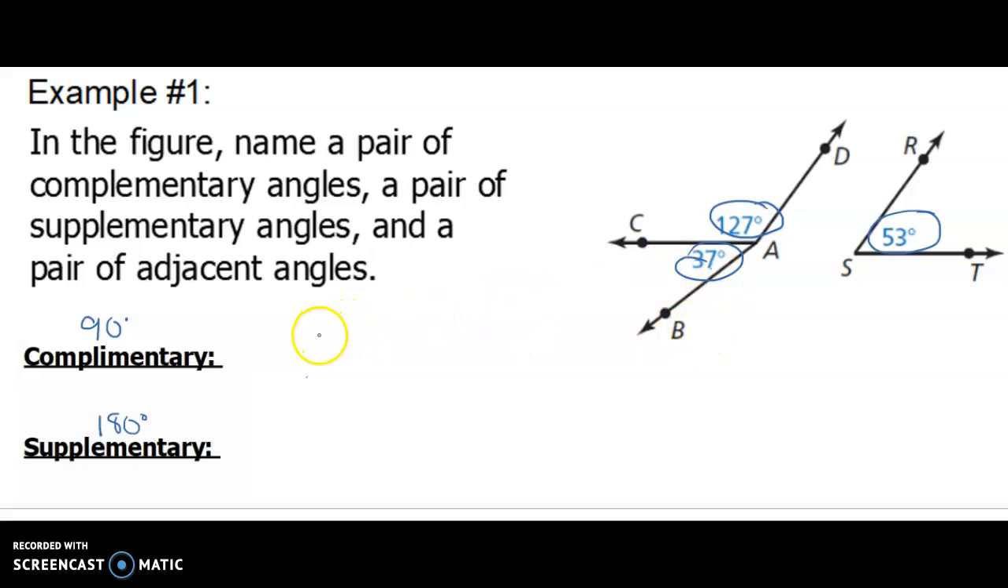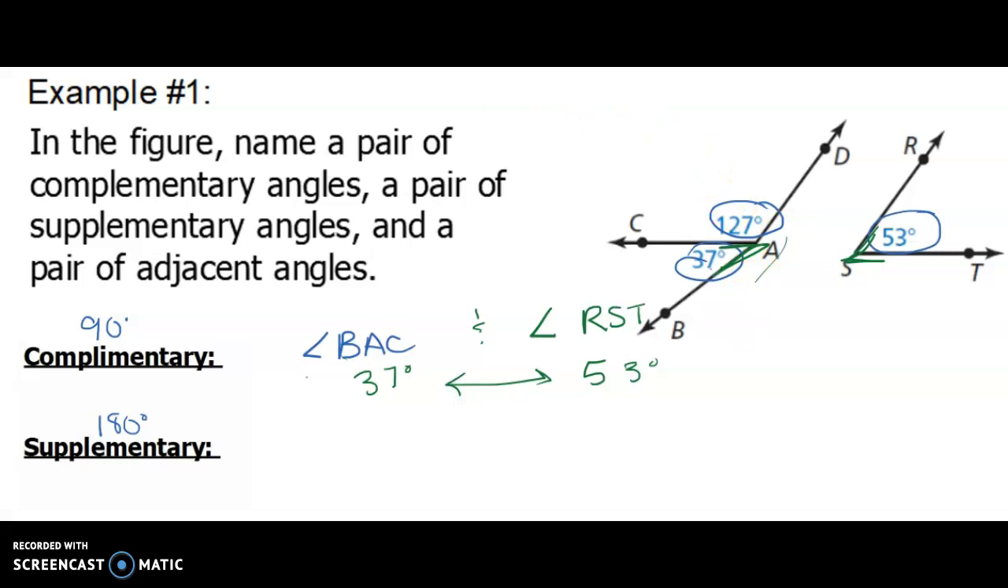So that would mean that angle BAC, which is this angle here, so this is 37 degrees. And angle RST, which would be this. These are complementary angles because these two add to 90. That's what makes them complementary.